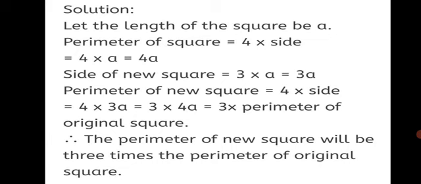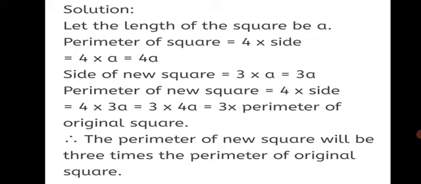And hence the perimeter of the new square will be 4 into side, that is 4 into 3A. We can arrange it and write it as equal to 3 into 4A. 3 into 4A is what? The perimeter of the square. So 3 into the perimeter of the original square. We substitute 4A as the perimeter of the original square. That means the perimeter of the new square will be 3 times the perimeter of the original square.